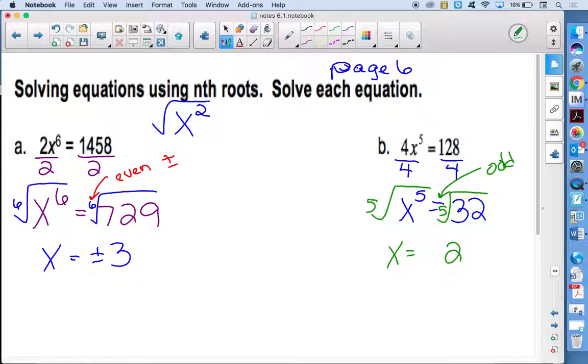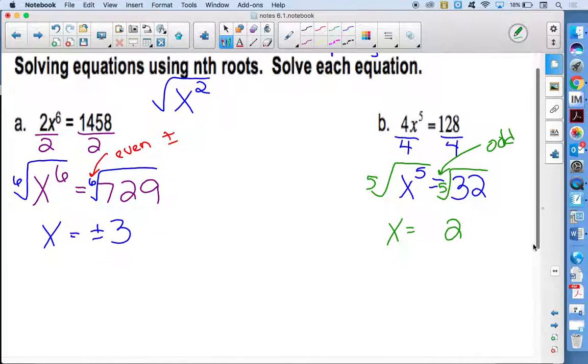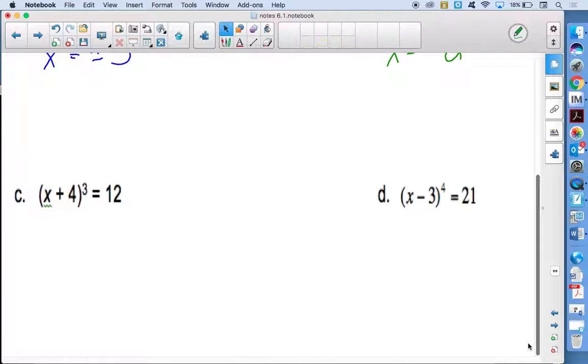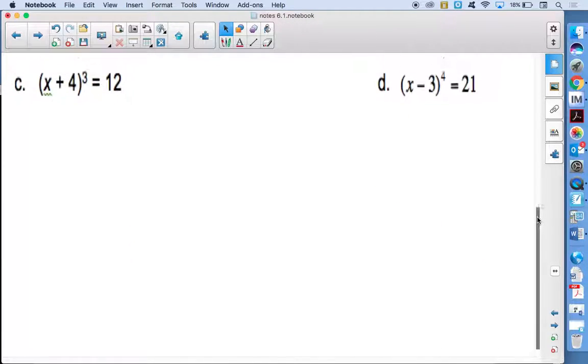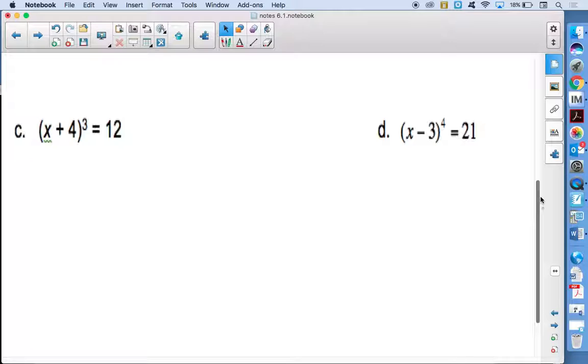Any questions on those first two? So the second two problems are only different a little bit here because it's in parentheses. So if I have x plus 4 cubed, do you think we need to write that out 3 times and FOIL it and then try and get it equal to 0 and factor? No, not even distribute the cube. We want to get rid of that cube.